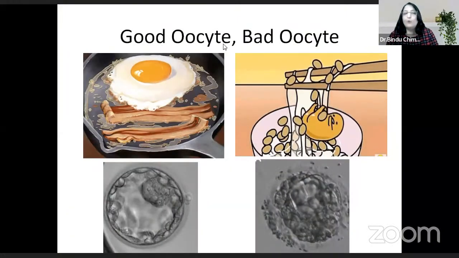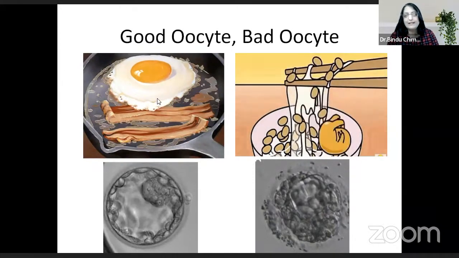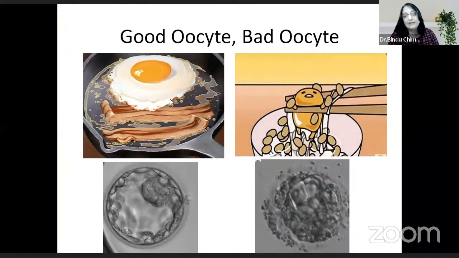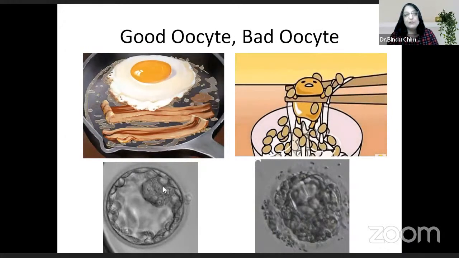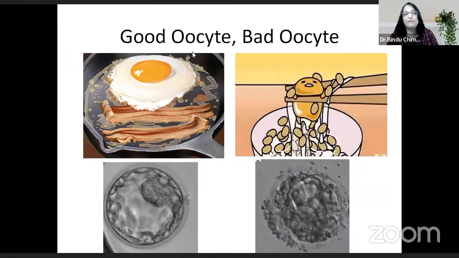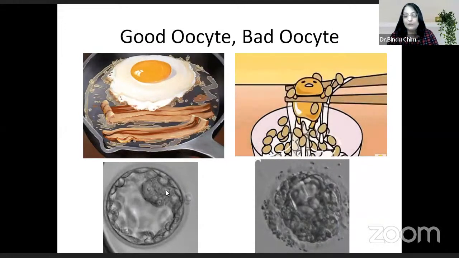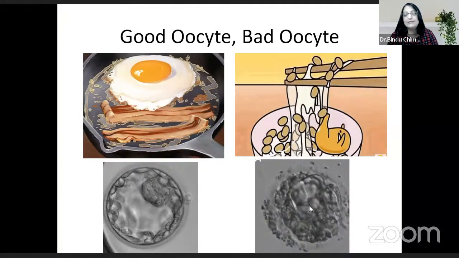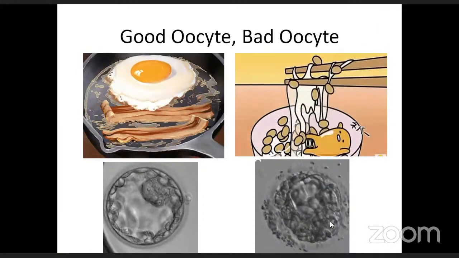So, we talk of the good oocyte and the bad oocyte. The good oocyte otherwise may give us an omelette, the bad oocyte may just wither away. So, in embryology or in IVF, we talk of good oocytes in the terms that it gives us a very good blastocyst, and a bad oocyte which does not lead us to a good quality.